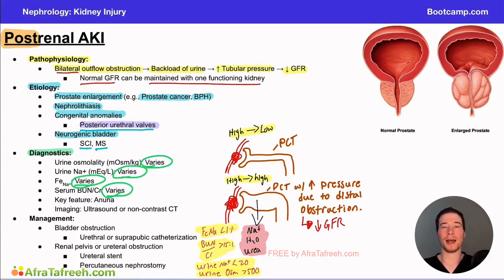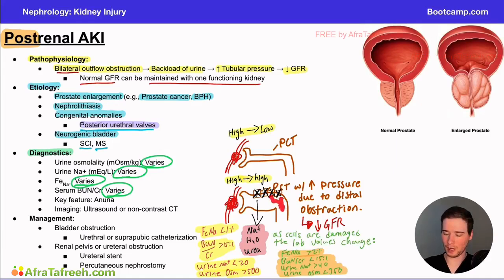Now, as this progresses, the cells, which I'll draw as these boxes, actually can get damaged, they can necrose, and they can die off. What happens now is a little bit more of a picture that's consistent with an intrarenal acute kidney injury. So as these cells get damaged and slough off into the system, we lose our ability to bring back molecules, and some of our transporters are damaged. So as I said, as cells are damaged, the lab values can actually change.